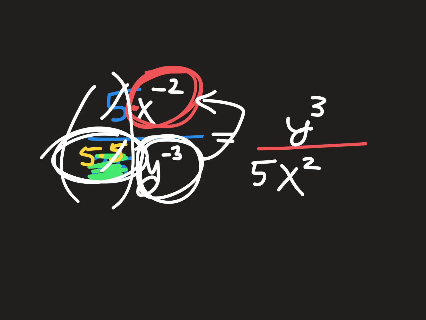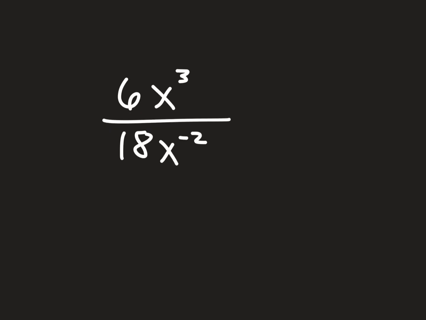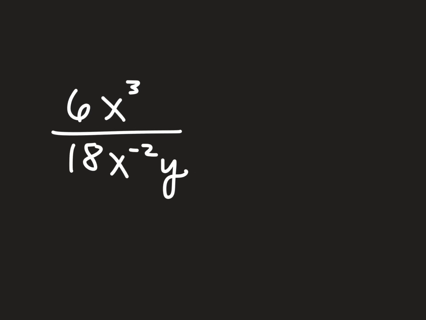Now that you know how to do it, let's see if you can do it now. 6x to the third over 18x to the negative second with a y. I'm going to pause while you try this one. Got to just get a little better every time.